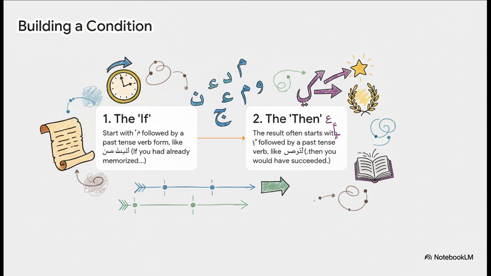By adding kunta, which comes from our old friend Kana, to that first part, you're not just saying if you memorized, you're saying if you had already memorized. You're actually creating a past perfect condition. How precise is that? It's amazing.